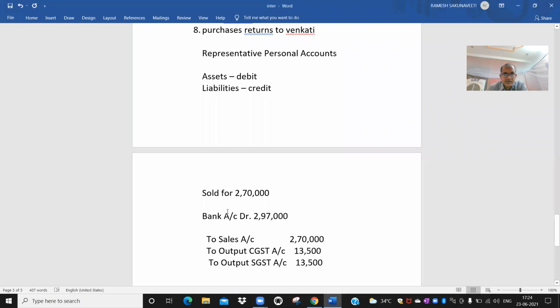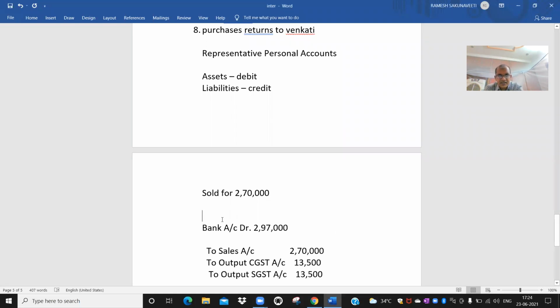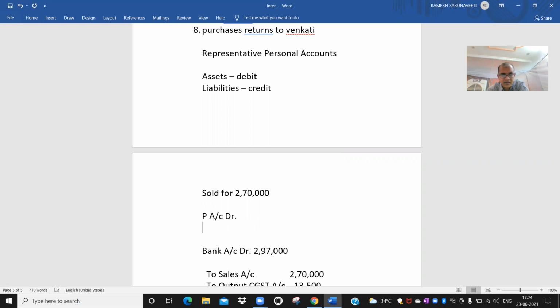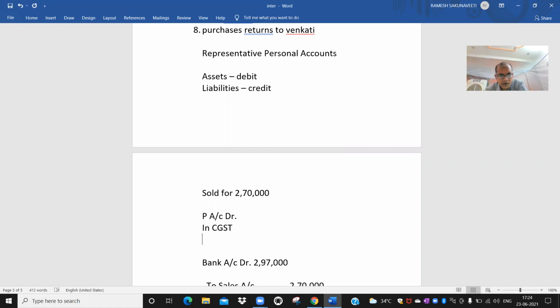See, this is the journal entry for the second one. What is the first transaction? Purchases account debit, input CGST account, input SGST account, and to output CGST account. For all these, the account details have to be mentioned here.